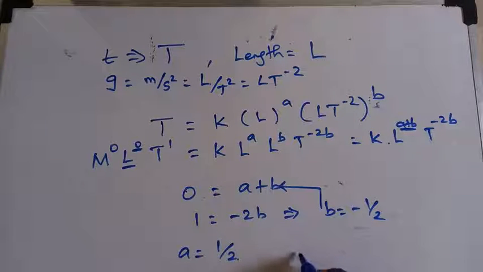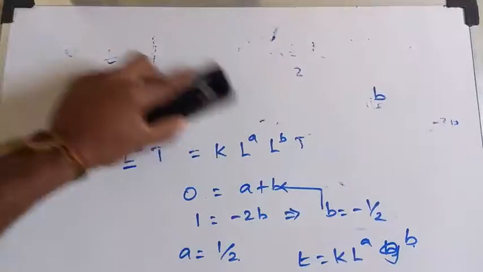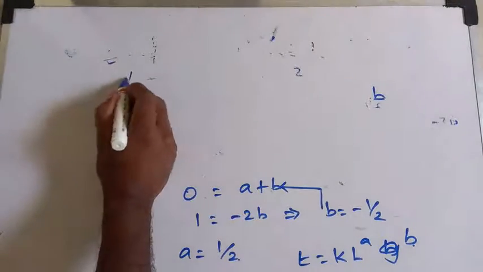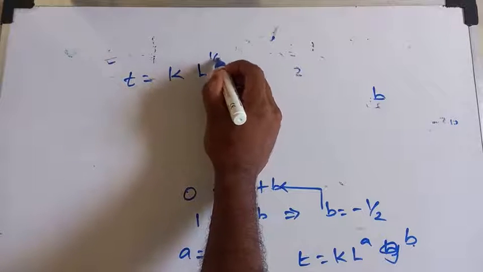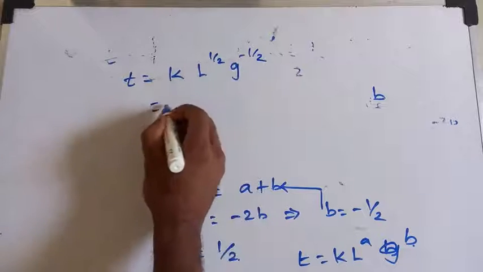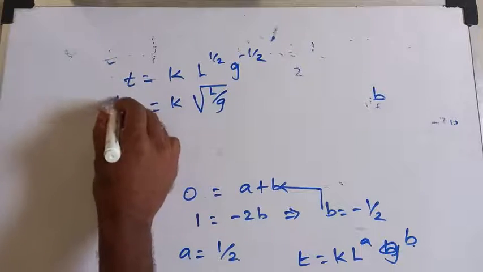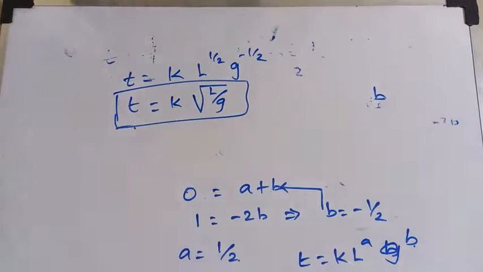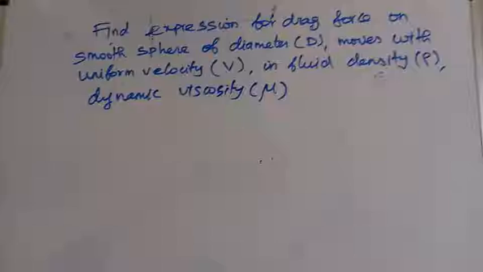If I resubstitute this in first equation, k into L power a g power b, if I substitute a and b values here, then I will get T is equal to k into L power half g power minus half. I am writing this as root of L by g. So this is the final equation, my expression for time period of the pendulum. Like this only, we are going to solve two more problems in Rayleigh's method.